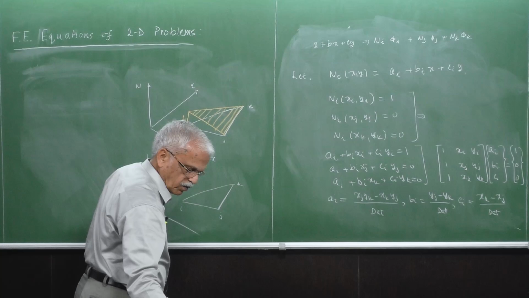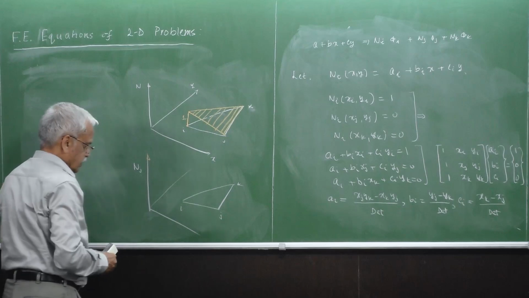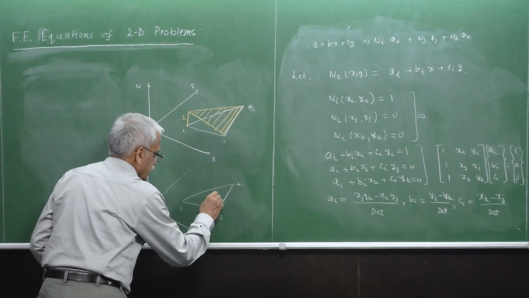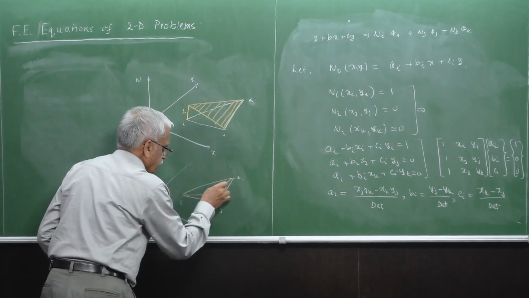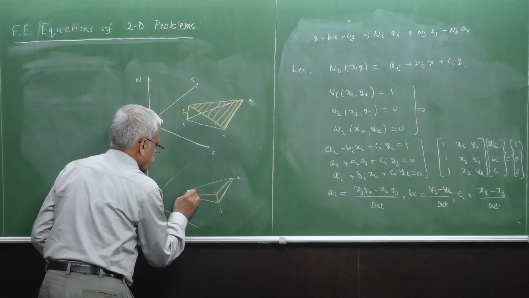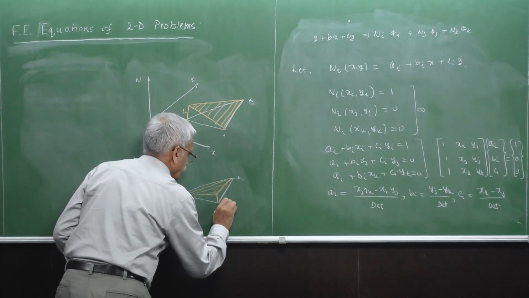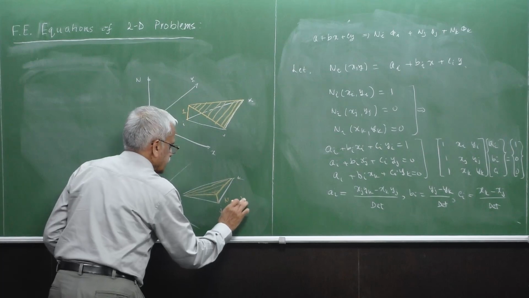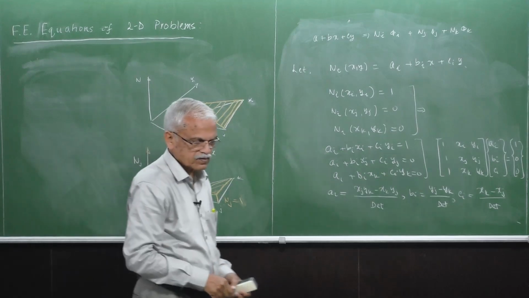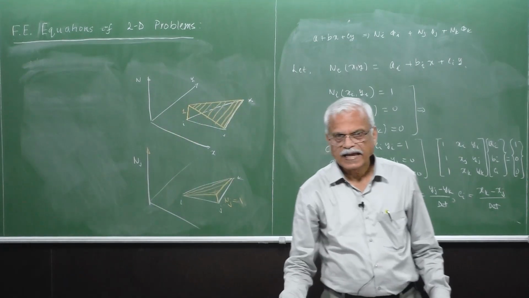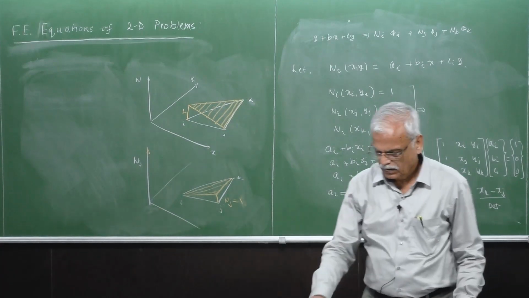If you want to write nj, it's very easy. Nj is 1 at its own node and goes to 0 at the other two nodes. The same thing can be said about nk, which has a value of 1 at its node and goes to 0 at the other two nodes.